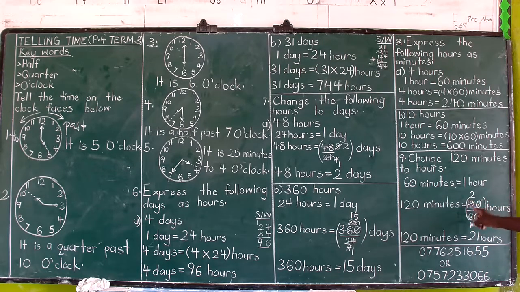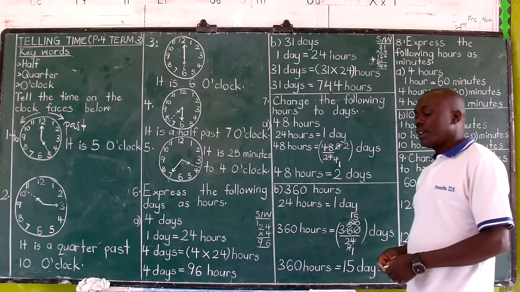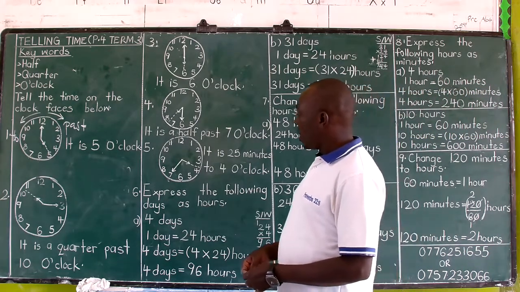So remaining with 12 divided by 6. So we divide 12 by 6. So 6 divided by 6 once. And then 12 divided by 6, you get a 2. So 120 minutes contain 2 hours. So that's how we do whatever we've done.